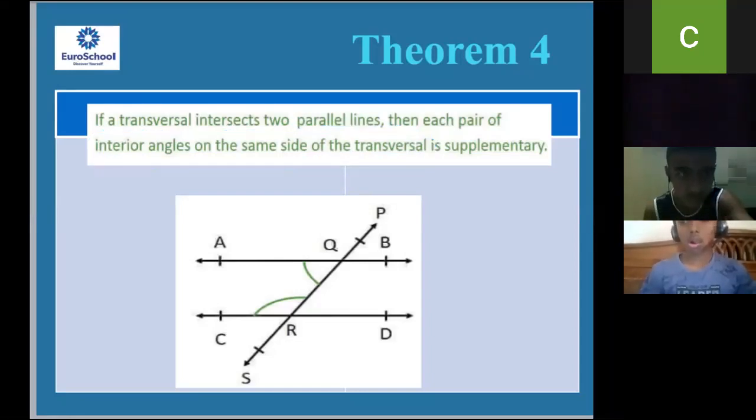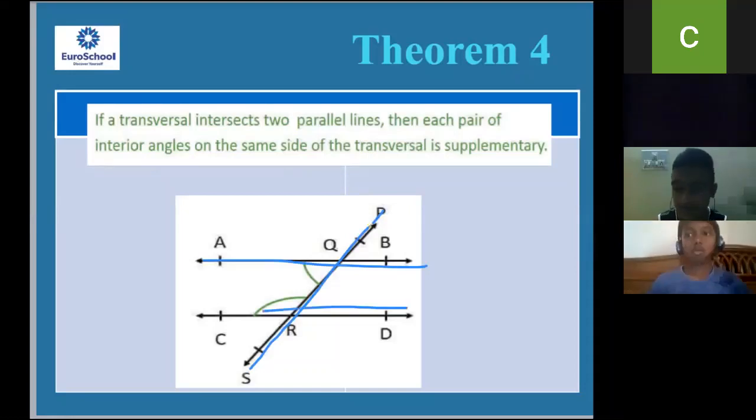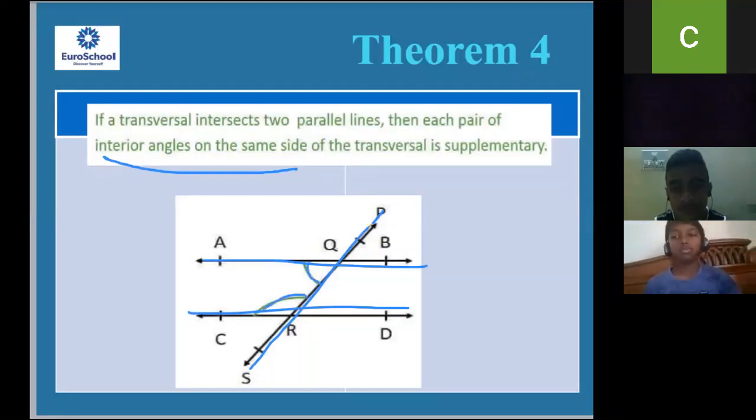So when a transversal intersects two parallel lines, the pair of interior angles on the same side, if you observe these two angles which are on the same side and inside, between these two parallel lines, these two are called co-interior angles. In this way we get two pairs of co-interior angles. One more pair is the red colored angles. Got it, children?